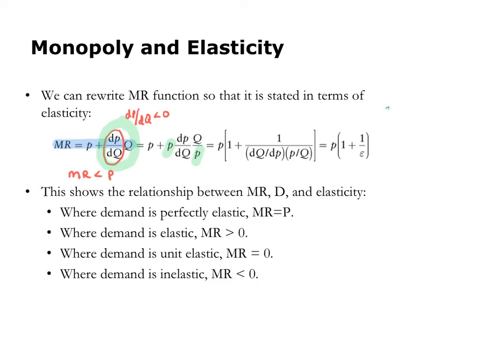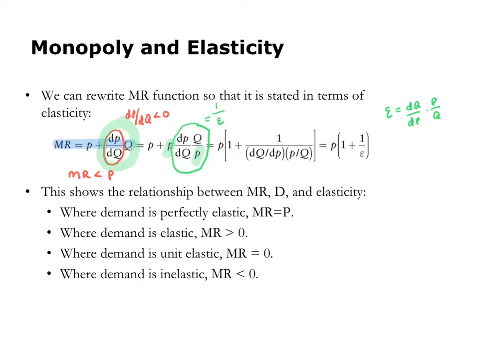For this, remember that elasticity of demand is dQ/dP times P over Q. With that in mind, notice how what we have here is the reciprocal of elasticity. We have dP/dQ times Q over P, which is 1 over the elasticity of demand. Therefore, we can write this equation for marginal revenue, the same equation that told us that marginal revenue is less than price, as price times 1 plus 1 over epsilon.